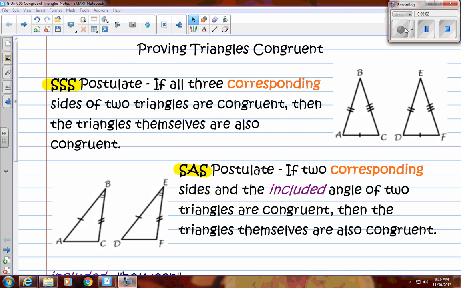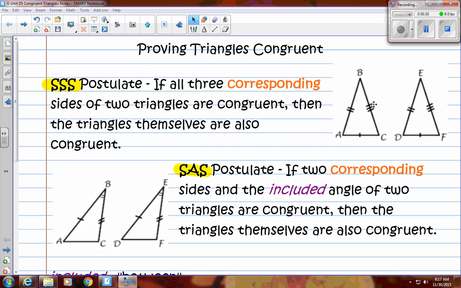All right, we're starting Unit 5, folks. We're going to be given two triangles, and we need to prove whether or not they're congruent to each other. So just keep in mind that congruent means that they're exactly the same shape and size, so that all of their matching parts are the same shape and size.